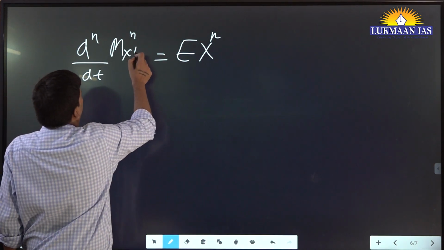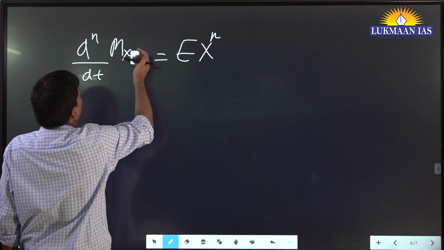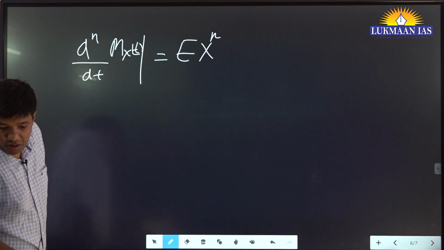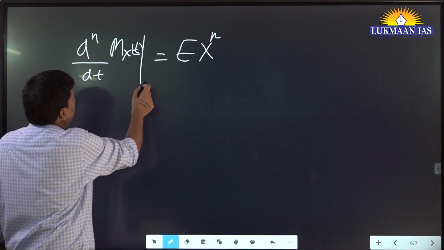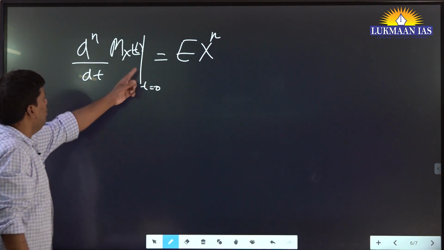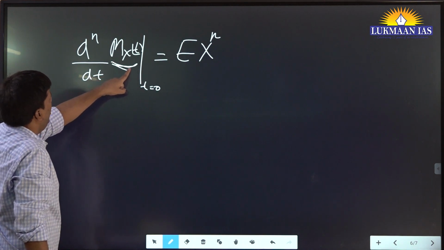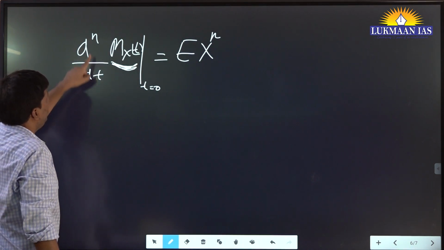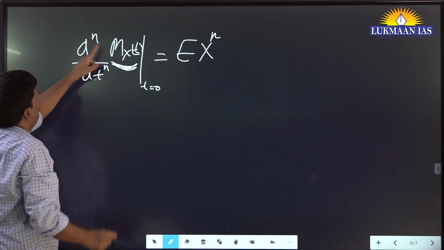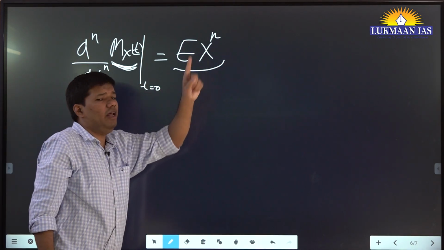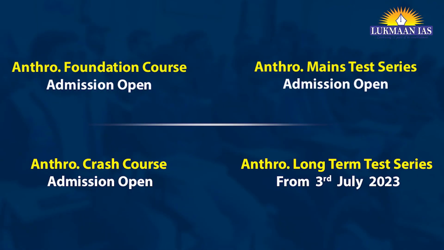Actually, this is the notation of writing this. I will write exactly that notation: the nth derivative of M_X(t) at t equals 0. See, what it simply means is you are differentiating a moment function. You are differentiating it n times, and you will get the nth moment.